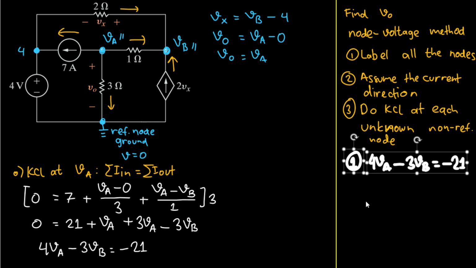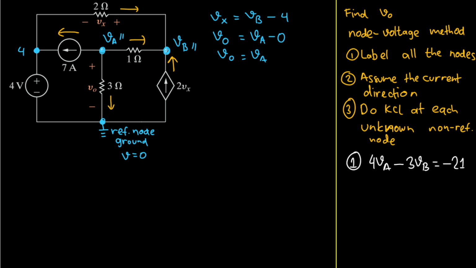Okay, I think let's move it to the left. We still need to do KCL at this node here, at node VB. Let's do another KCL, but this time at node VB. Let's do that. KCL at node VB.